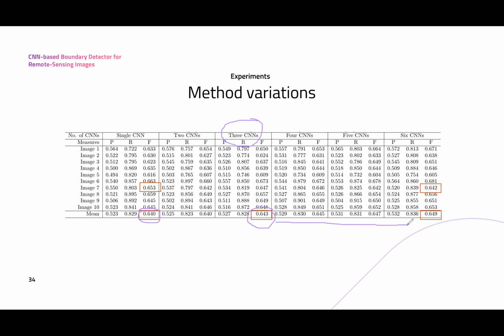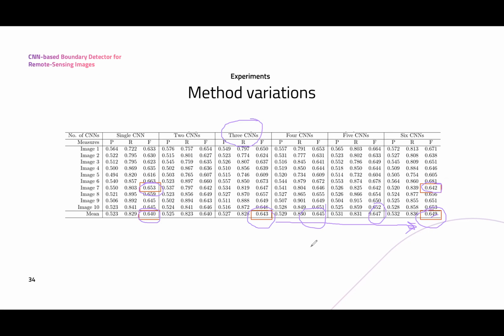As you increase the number of bands or CNNs per band, then you get a higher number, a better number. We tested until 6, so 6 is the highest, as you can see, 0.649. However, if you look at the details, sometimes even 6 is not better than a single one. Here, the single one in that particular example is image 7.